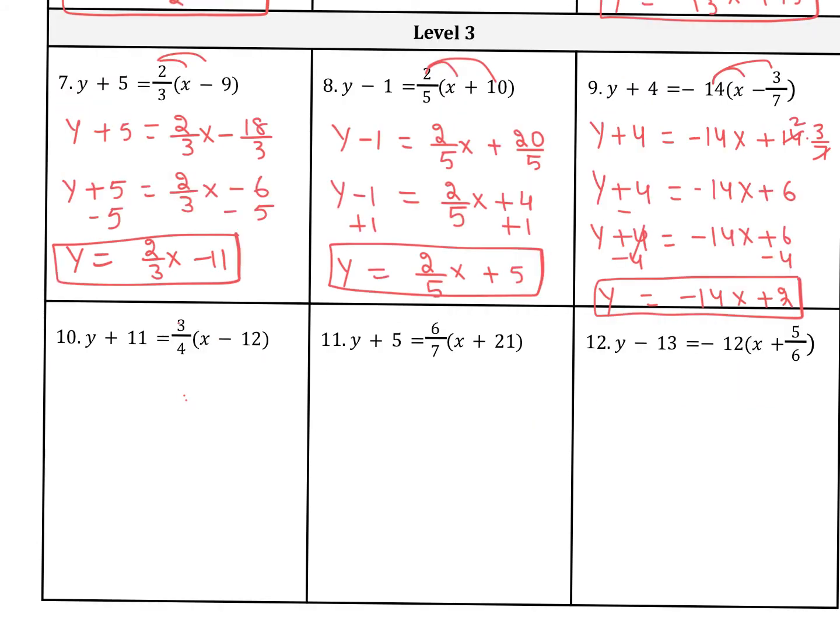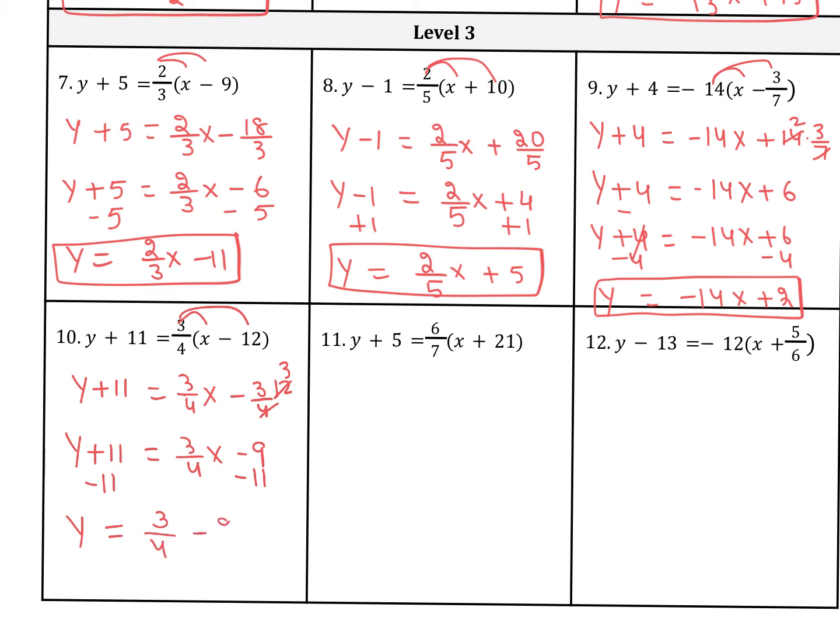For number 10, distribute the 3 over 4. Y plus 11 equals 3 over 4 x minus 3 over 4 times 12. 12 divided by 4 is 3. Y plus 11 equals 3 over 4x minus 9. Negative 11 on both sides. Y equals 3 over 4 x minus 20.